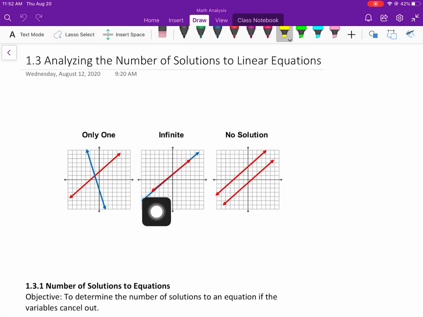Infinite solutions is when you have two lines on top of each other, and this happens when they're the exact same equation. When they're exactly the same, that's why they would be the same graph and be on top of each other in the first place.